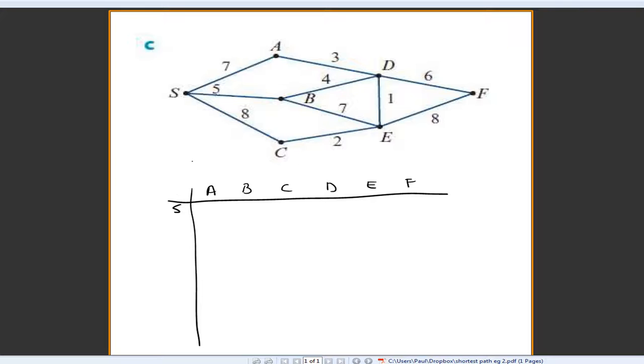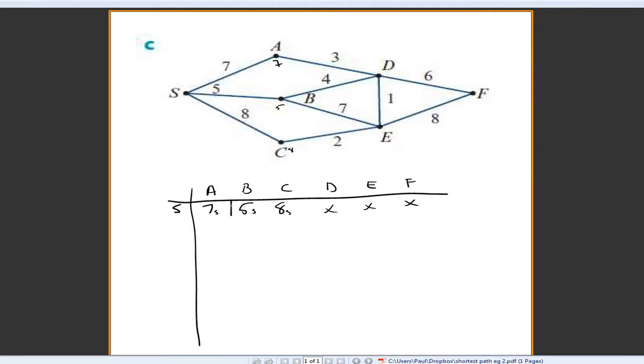Okay, so from S we've got three potential vertices that we can go to in the shortest path. We can either go to A, B, or C. A will be 7, B will be 5, and C will be 8. So let's write these down in this table. So S to A is 7 from the start. S to B is 5 from the start vertex, and S to C is 8, also from the start vertex. We can't get to either D, E, or F, so let's cross them out just at this stage.